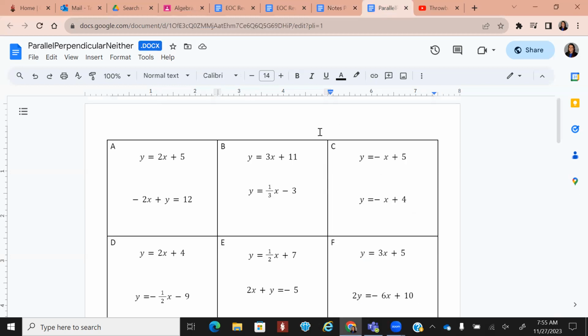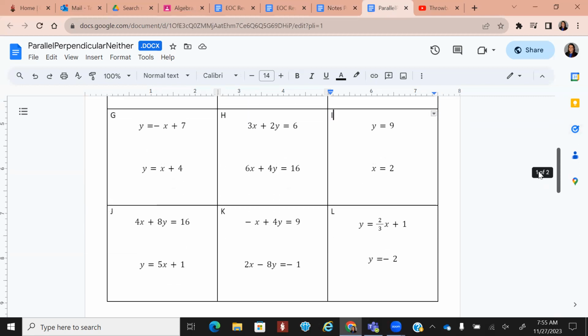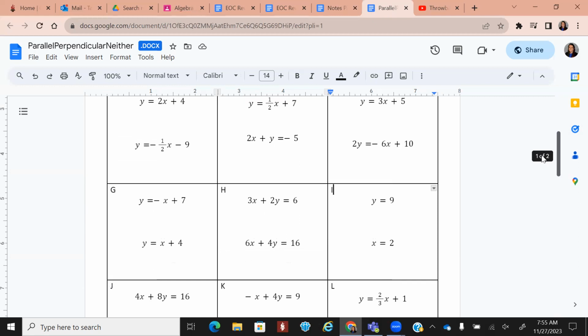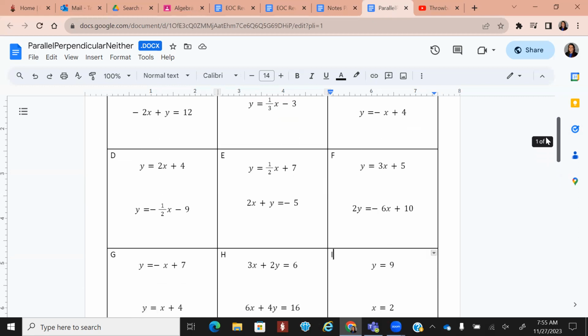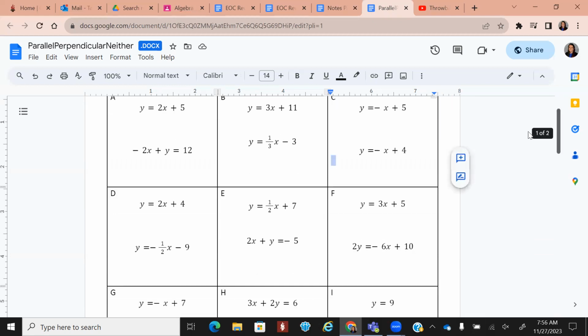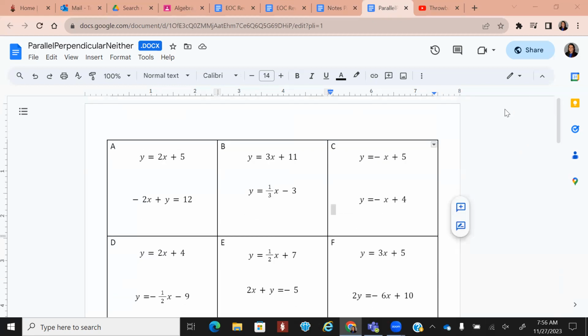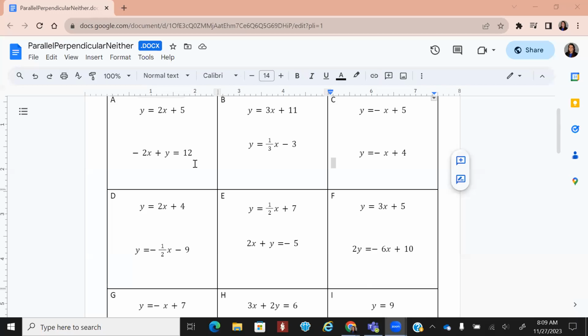Go ahead and flip the page one more time. On this page, in each box, I want you to determine whether it's parallel, perpendicular, or neither. You're going to write the word parallel, perpendicular, or neither in each one of these boxes. I'm going to give you about 15 minutes to finish this one, and then we're going to talk about it. I'm going to do just a few of these.